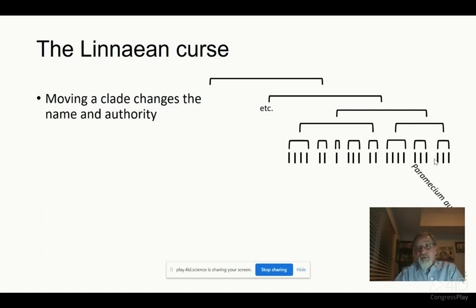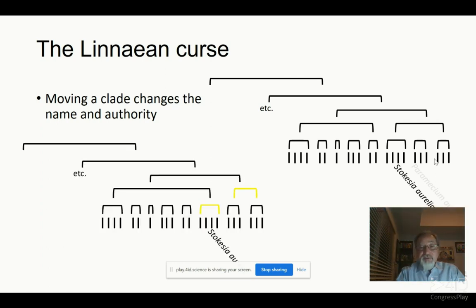If I pick on Paramecium without offending anybody, this is an organism that has had a lot of research done with it and books written on it. If for some reason it has to be moved to another genus, it becomes Socasia aurelia, and the name changes. And then if for some reason the family has to change as well, now we have Stochassia aurelia that's not a paniculid anymore, it's in another family.